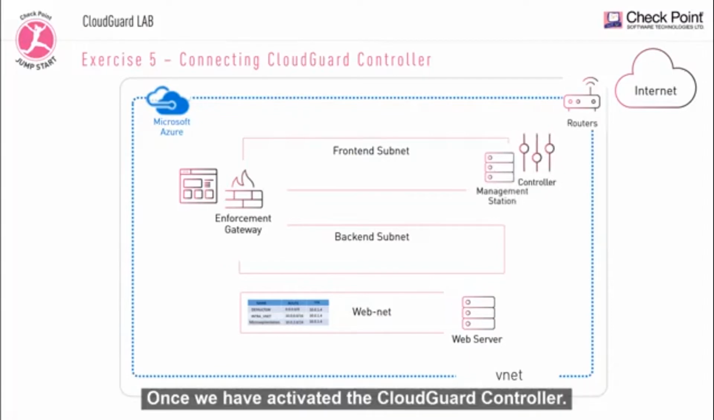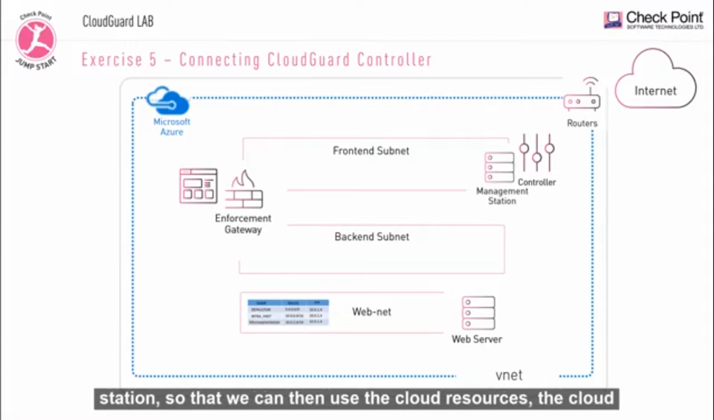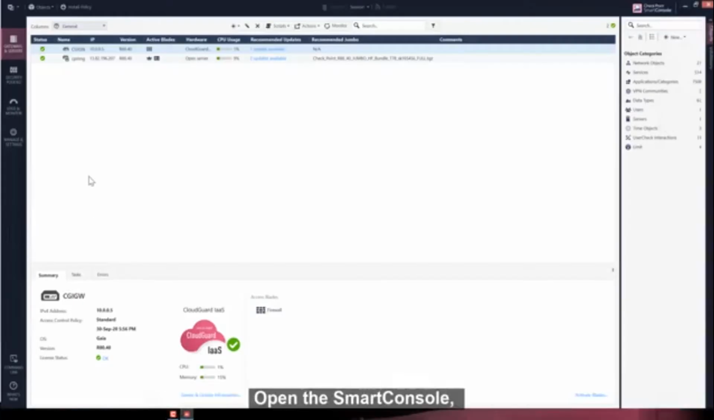Once we have activated the CloudGuard controller, we are going to import the Azure Cloud resources into the management station so that we can then use the cloud resources, the cloud identities, and the firewall rule base. Let me show you how. Let's get started. Open the Smart Console.